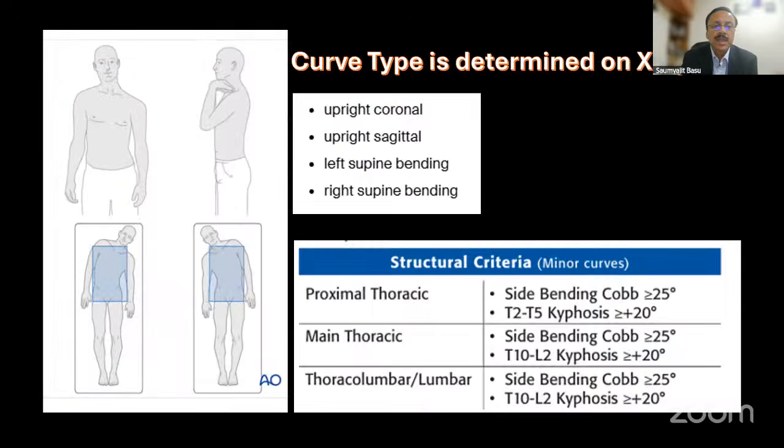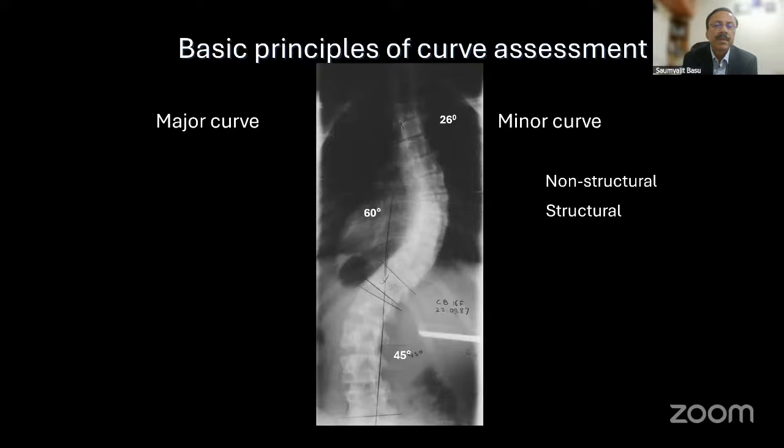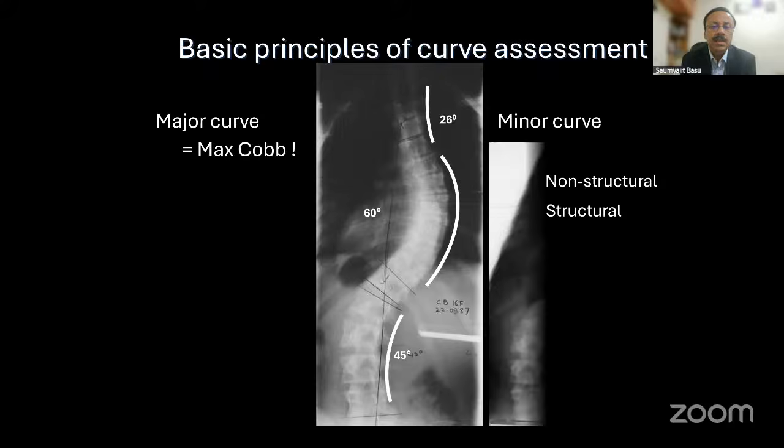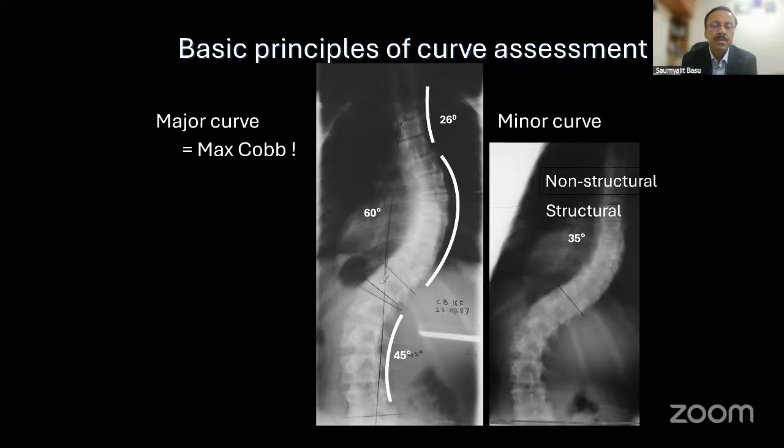So we know that the standard X-rays which have been recommended are upright coronal, upright sagittal, and left supine and right supine bending. In our institute, we do them supine as well as supine traction, but there are some institutes which do them standing. So the basic principle of curve assessment is to identify the maximum curve, which is the major curve, in this case a thoracic curve of 60 degrees, and the minor curves, which are in this example a 26-degree proximal thoracic and a 45-degree lumbar.